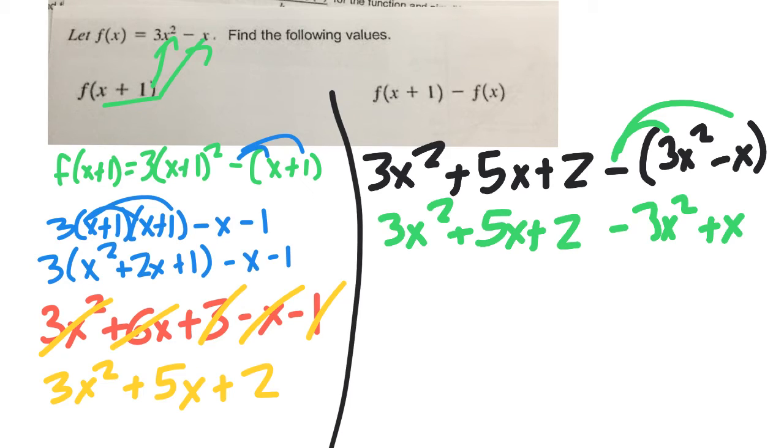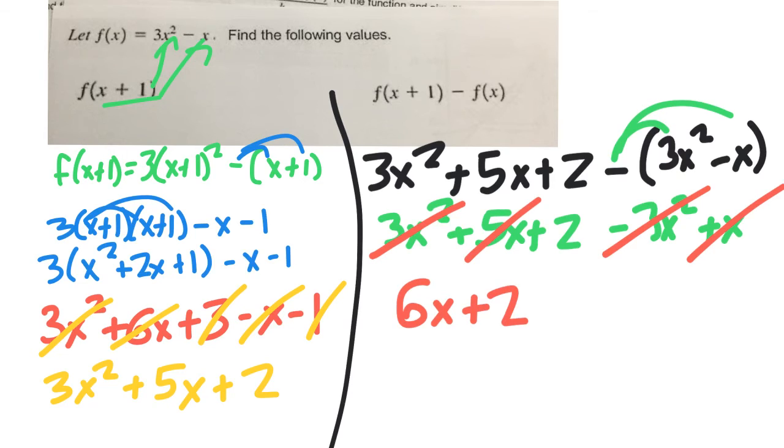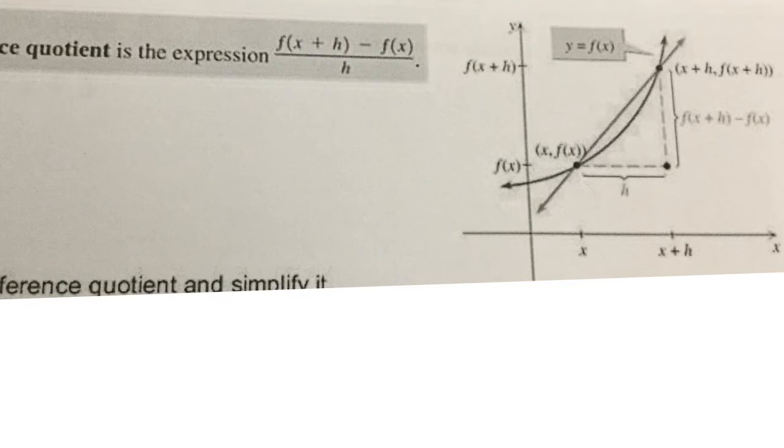Now, do I have any like terms? Yes. 3x squared and negative 3x squared. That goes to 0. Now I've got 5x plus x. That gives 6x. And then plus 2. So you see how what we just did, we just found f of x plus 1 minus f of x.